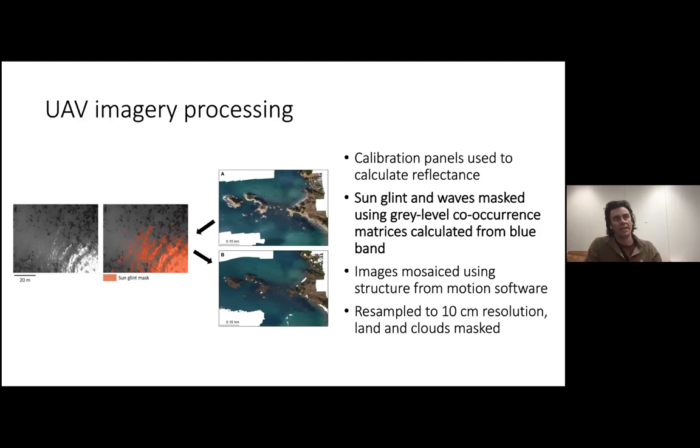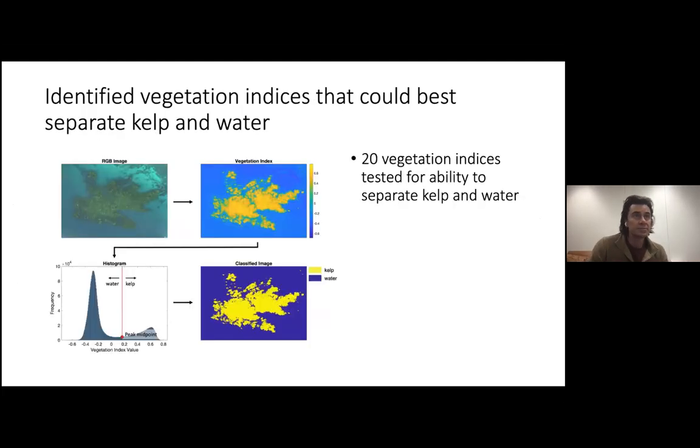It also helps with that stitching to the orthomosaic. We resampled to 10 centimeter resolution and masked out the land and clouds. And so now we have this mosaiced high resolution image of the study area. And the big challenge here is turning this into a map of kelp canopy in a fully automated fashion.